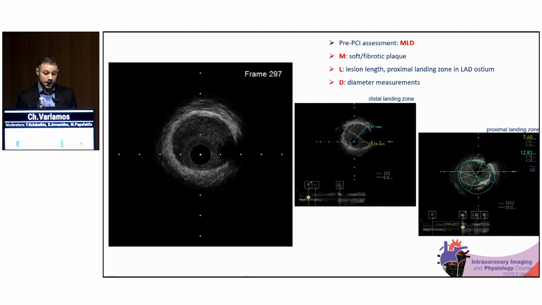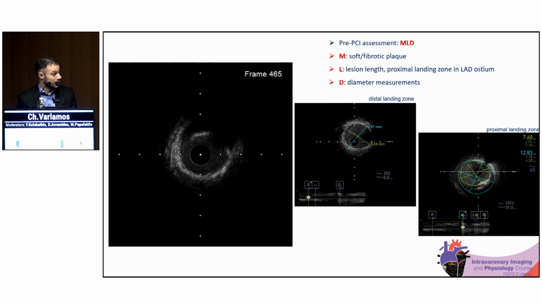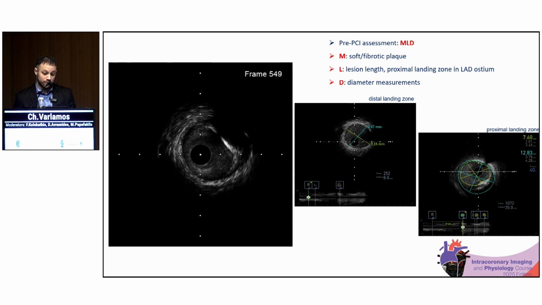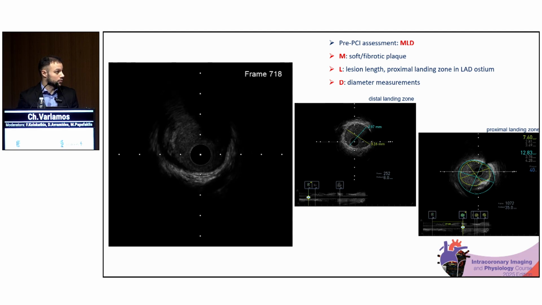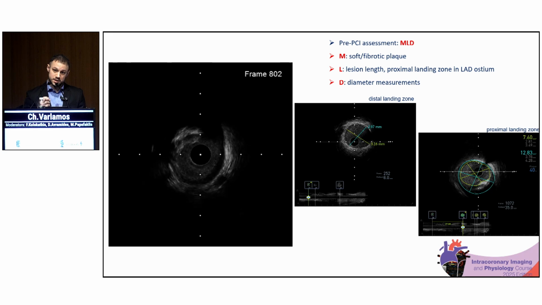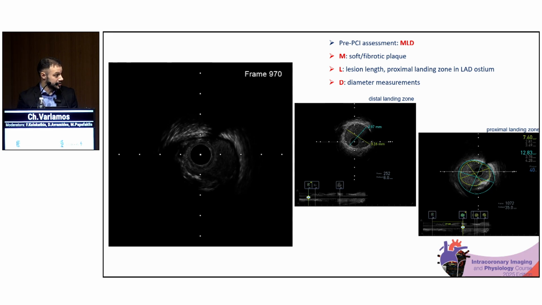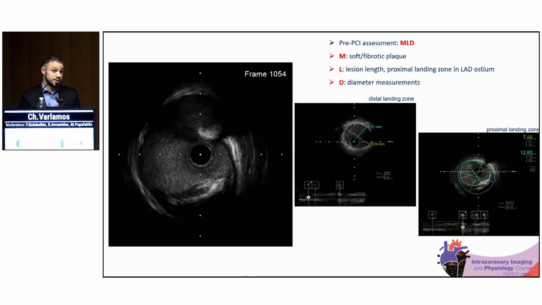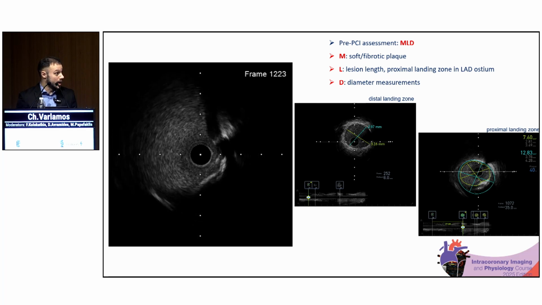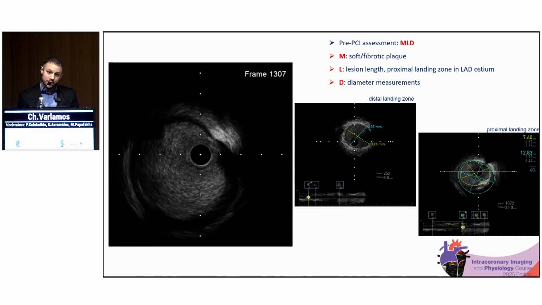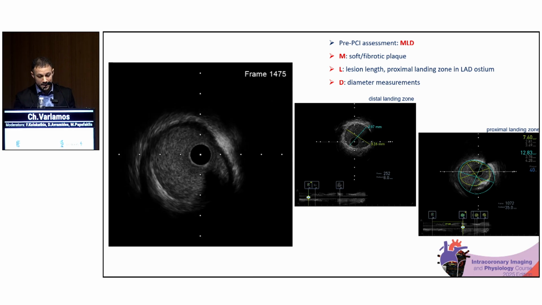So we did an IVUS. You see now the pullback from the distal to the proximal on the left screen, and on the right screen we find our landing zones, measure the diameters, and prepare for what we can do. The plaque morphology is soft, it's fibrotic, there is not much calcium, so we can use basic tools. And of course, we got the answer that we have a proximal landing zone exactly at the ostium of the LAD with a 40% plaque burden, and we're happy with this because we don't want to mess with the left main in this patient.